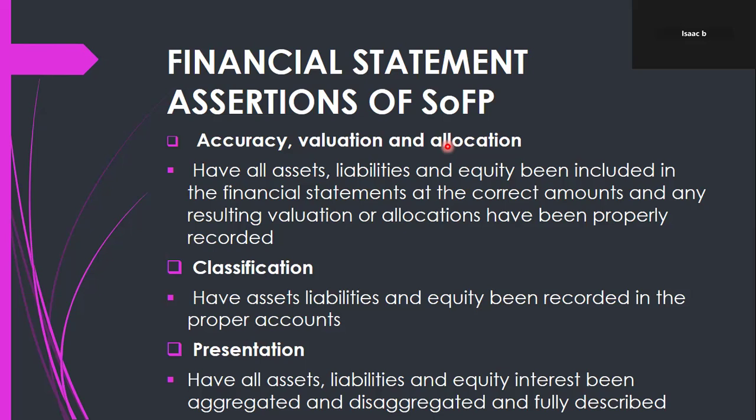Then classification. Have assets, liabilities, and equity been recorded in the proper accounts? For instance, we buy a house. Has that house been recorded as an asset in its appropriate account? Or maybe it has been recorded as a liability. All those items are what are considered in classification. Then presentation. Have all assets, liabilities, and equity interests been aggregated or disaggregated and fully described?